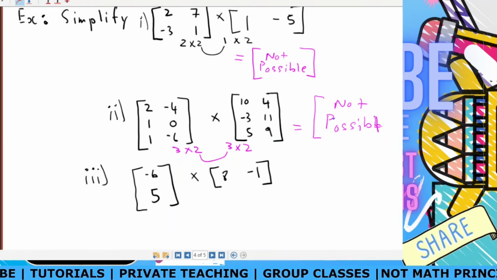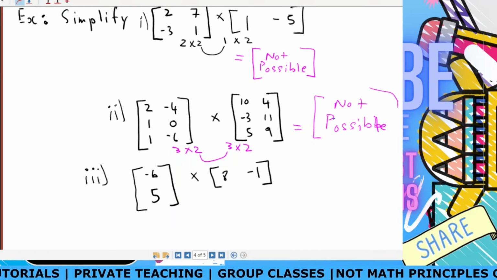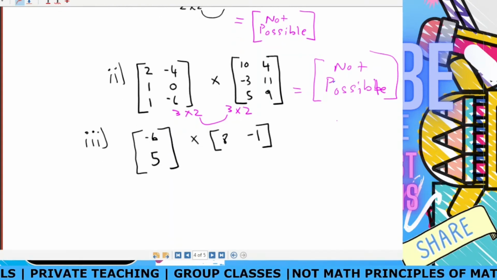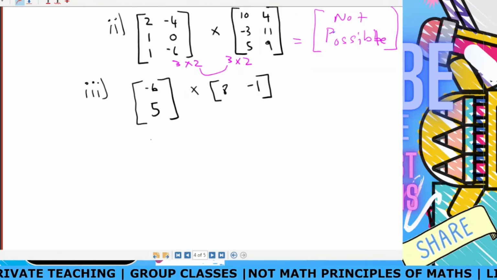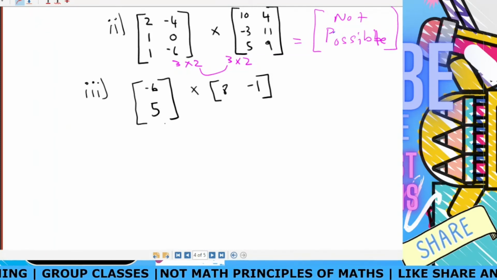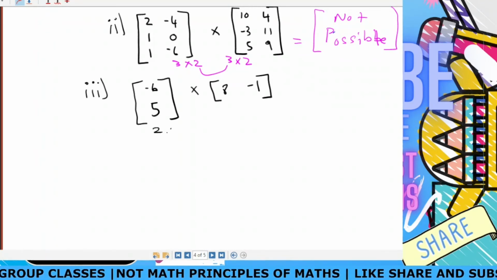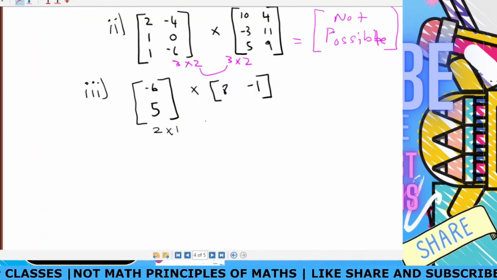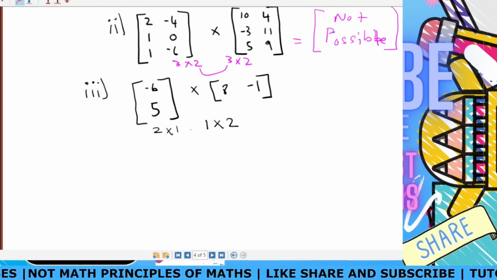So not possible. Yeah, so don't look at my bad spelling. Alright. Next now, let us look at this one. So for this one here, this is a 2 row, 1 column. This is a 1 row, 2 column.